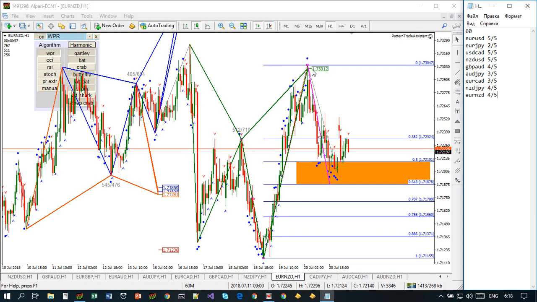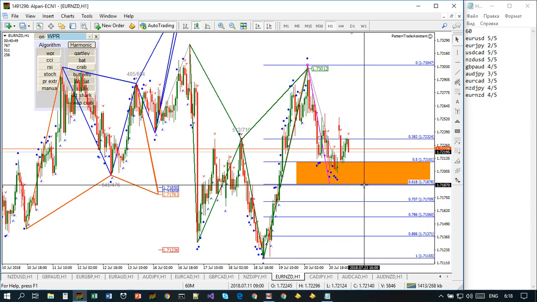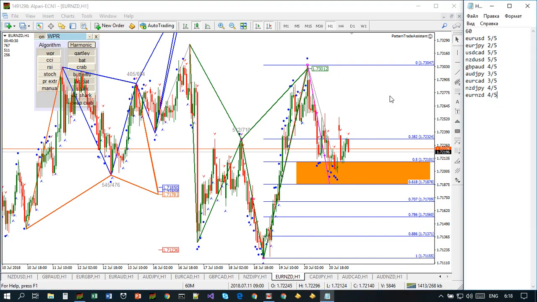Every shark pattern provides this possibility. After the shark pattern works and it goes to hit 50, we have a possibility to buy it. Every shark pattern provides that. Every shark pattern continues as a 5-0 pattern. The 5-0 is actually 50%. It is the buying possibility at 50%. Okay, Euro New Zealand 4 of 5.